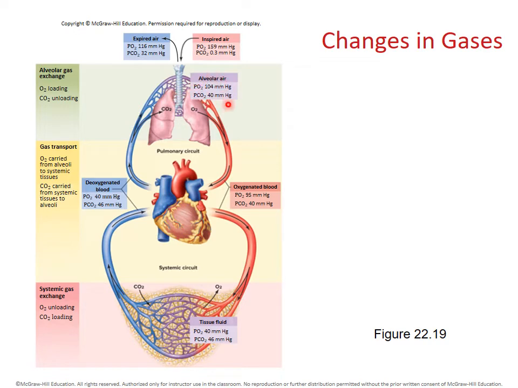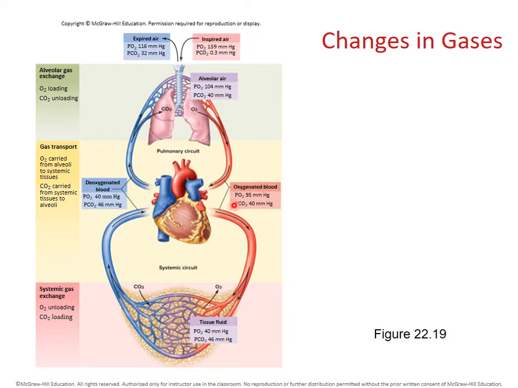But again, this is still fine, because notice the deoxygenated blood, as we just said, coming in has a PO2 of 40 and a PCO2 of 46. So that's the favorable concentration gradient that we're interested in. PO2 of 104, PO2 of 40, oxygen is going to move into the blood. PCO2 of 46, PCO2 of 40, CO2 is going to move out of the blood into the air. And once we reach equilibrium, we're going to have what we call oxygenated blood.